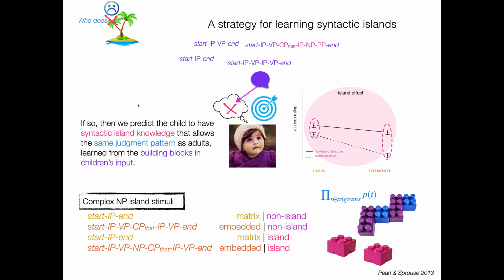So again, connecting this to child development, we're thinking about this in terms of predicting child judgments, because this is learning from child data, which I'll show you in a moment. So if we see that superadditive pattern, we predict the child to have syntactic EyeLand knowledge that allows the same judgment pattern as adults do, which we took to mean that they had whatever that knowledge was. And it would be learned from these building blocks in children's input.